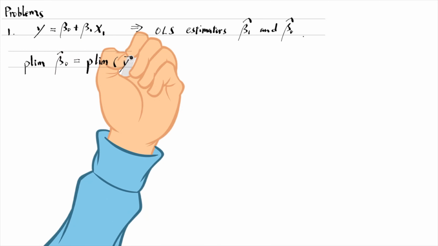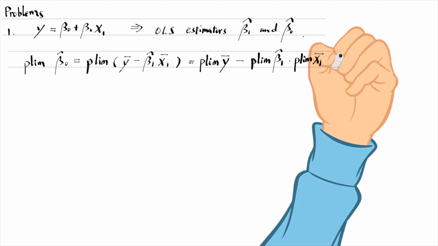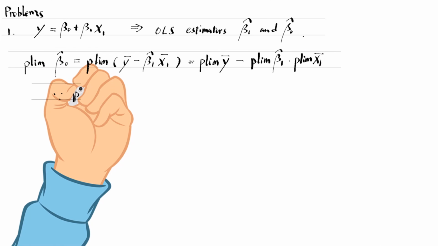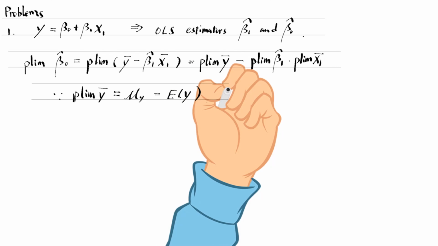We plug in this expression and write the probability limit into two terms using the property of the probability limits. Let's look at the first term. The probability limit of y bar equals the population average, mu y, or the expected value of the random variable y, by the law of large numbers.